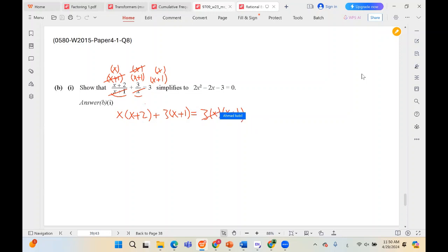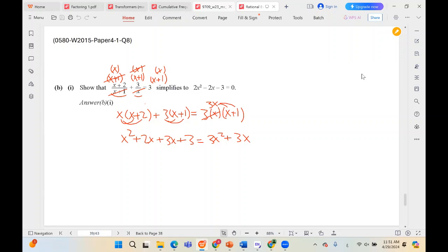So this is 3x, and then we can start expanding. So x times x is x power 2, x times 2 is 2x. This is 3x, and this is 3. And all of this is equal to 3x times x, which is 3x power 2, and then 3x times 1, which is 3x. And we take everything to the other side.